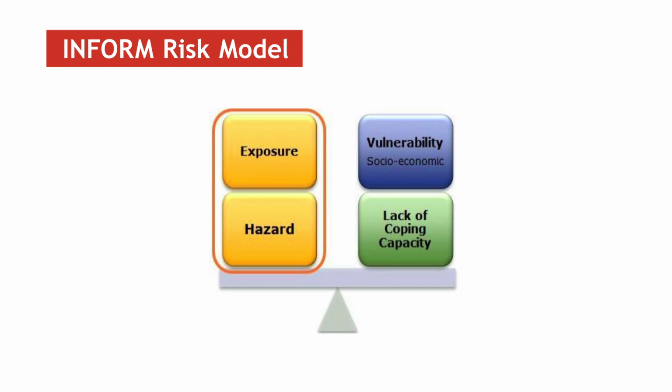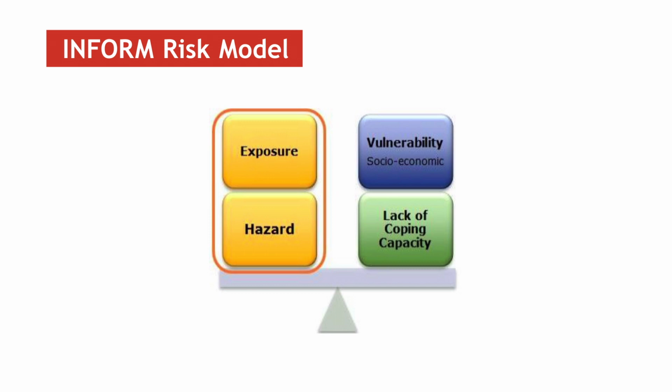The INFORM risk model balances two major forces: the hazard and exposure dimension on one side, and the vulnerability and lack of coping capacity dimension on the other side. Hazard-dependent factors are treated in the hazard and exposure dimension, while hazard-independent factors are divided into two dimensions: the vulnerability dimension that considers the strength of individuals and households relative to a crisis situation, and the lack of coping capacity dimension that considers factors of institutional strength.